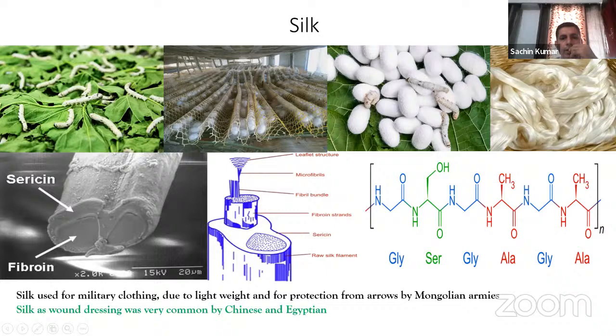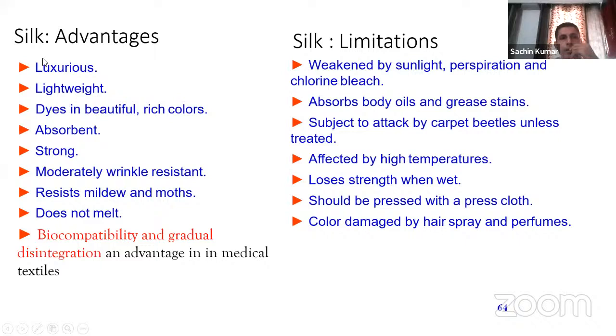Silk has been used for military clothing from ages due to its light weight and very high strength by Mongolian armies. It was also used in wound dressing by ancient Chinese and Egyptian peoples. As the name suggests, silk is a luxurious, lightweight, dyeable to beautiful color, highly absorbent and strong fiber. Among the natural fibers, this is the strongest fiber.